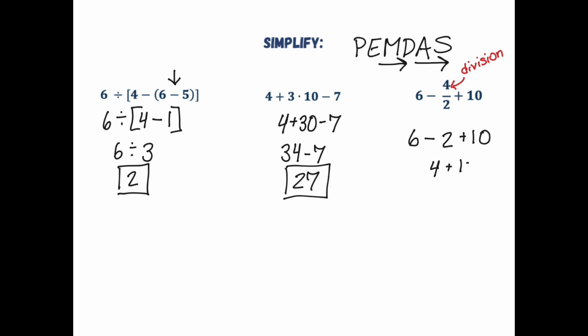Then I'm going to subtract because it's my first operation going from left to right. So 6 minus 2 is 4 plus 10. Last step, add it together, I get 14.